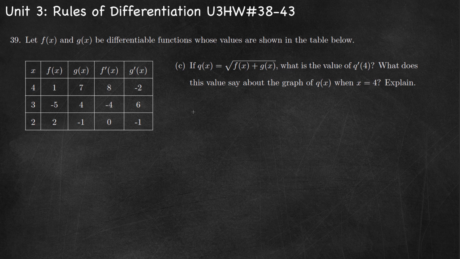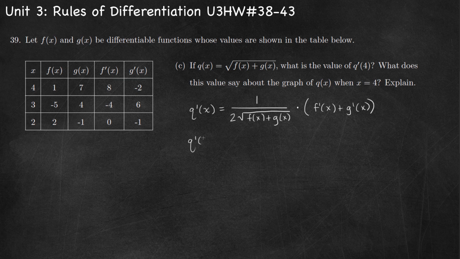So before we find q prime of 4, we need to find q prime of x. So we're going to take the derivative of q of x. And q of x is in the form of square root of stuff. So the derivative is 1 over 2 times the square root of the stuff times the derivative of the stuff. So the derivative of f of x plus g of x is f prime of x plus g prime of x.